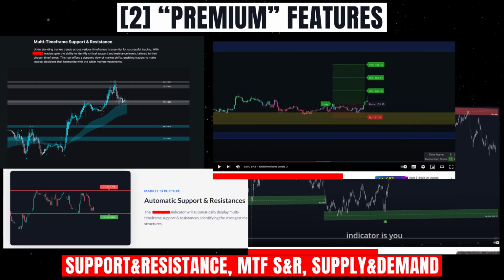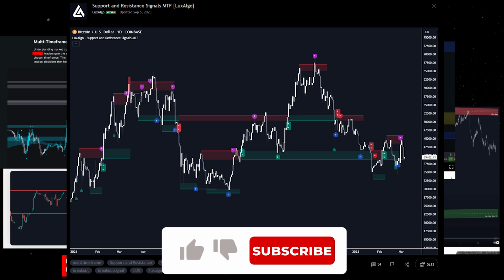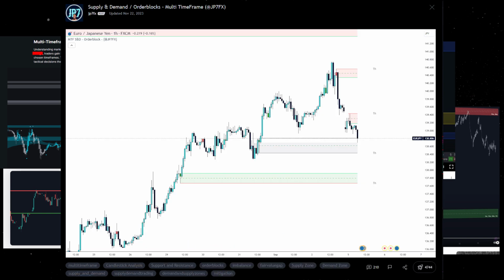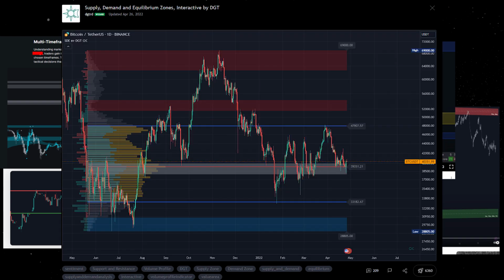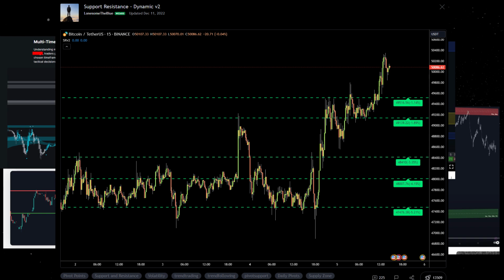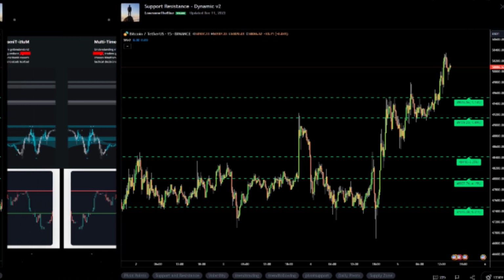loss. Also, here we have features like support and resistance, multi-time frame support and resistance, supply and demand zones, and so on. So, here are the top free alternatives that we identified, and crucially, ones from which they likely appropriated either the entire script or some parts of it. While the visuals may vary slightly, they can be easily adjusted within a single script.